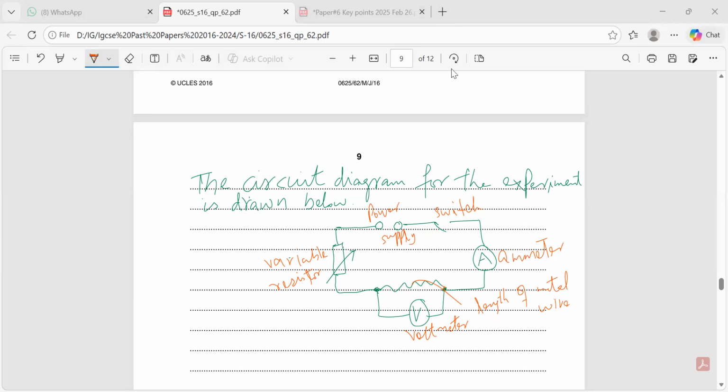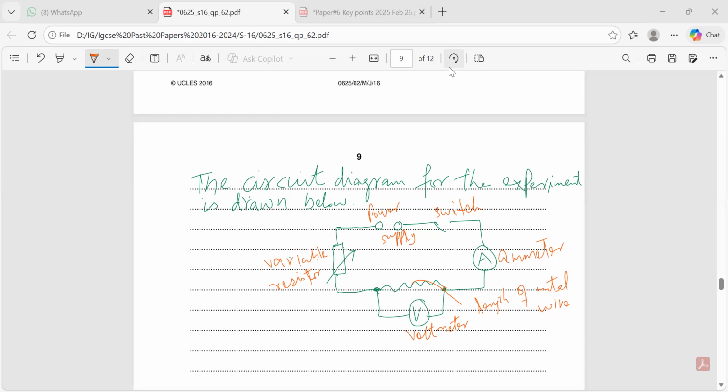Now labeling is done, and all the apparatus is arranged very well. See, the ammeter should always be in series. The voltmeter should be across the component where we need to measure the potential difference or voltage. The variable resistor is there to control the current. The power supply is of course there, and the switch is there to turn on the current.